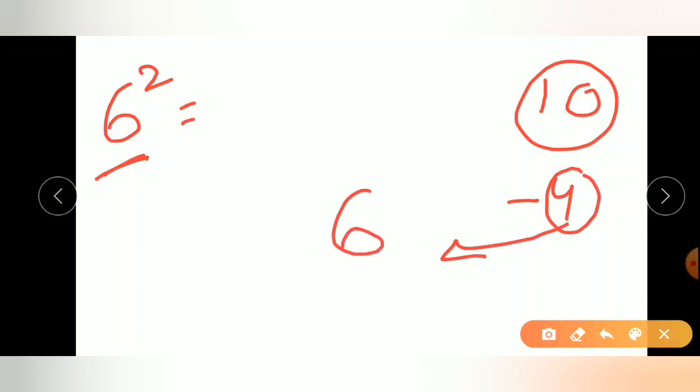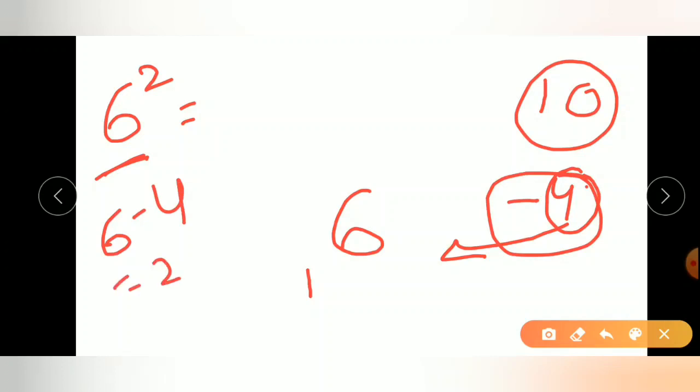Always in this method, put one digit and the other one is a carryover. Next, this 4 is minus 4, so you have to deduct this 4 from the given number, which becomes 2. Write here 2. 2 plus the carryover 1 equals 3. So the answer is 36.